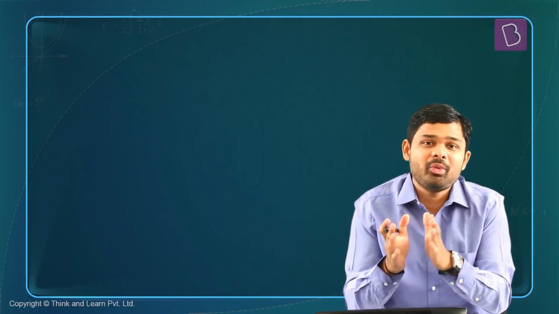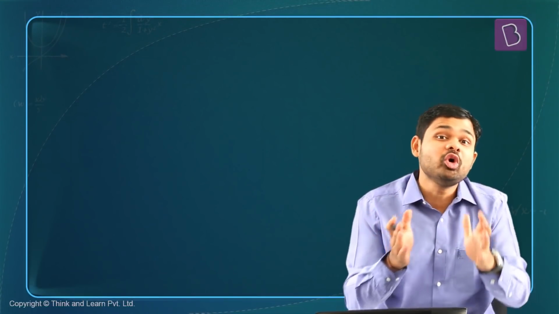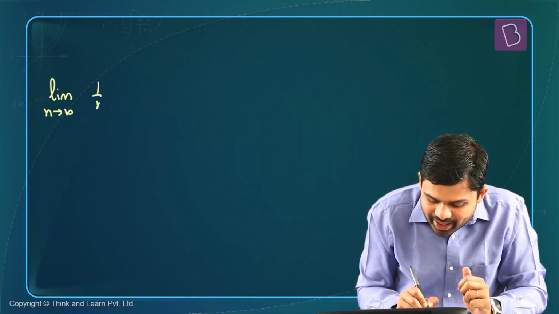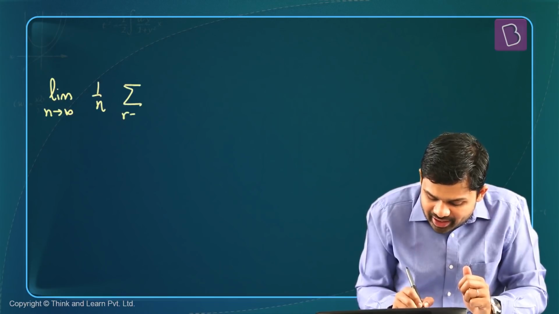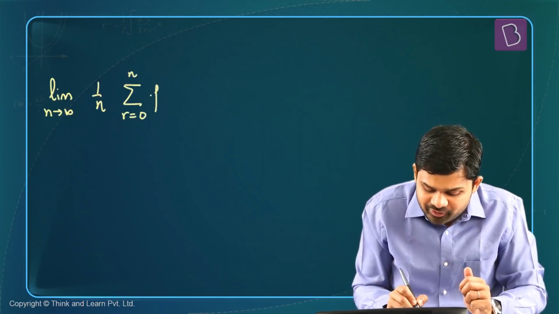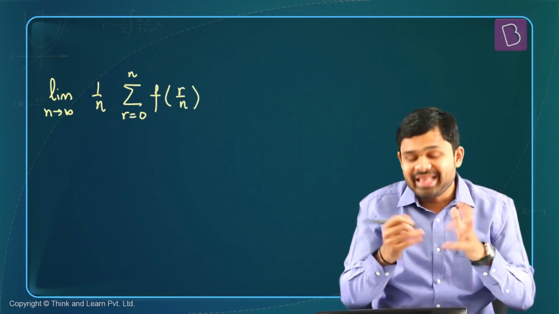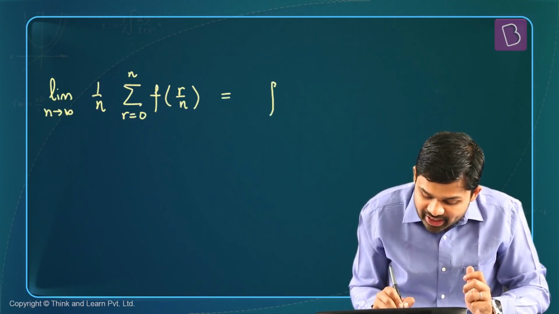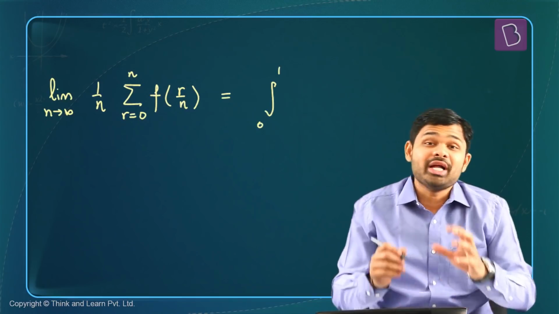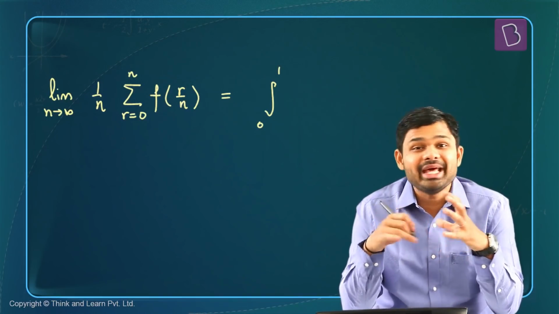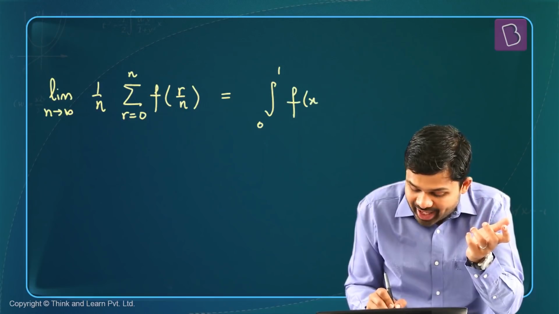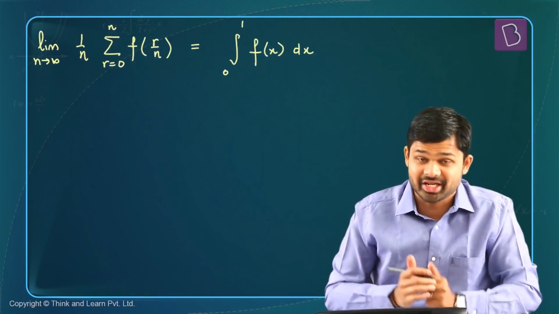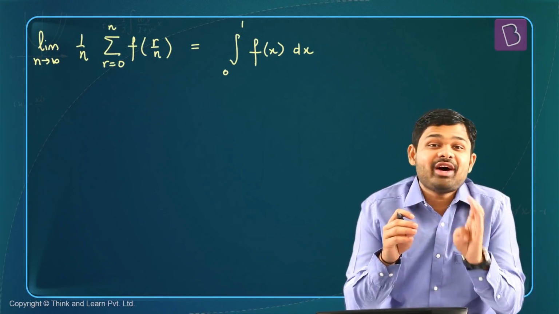In Riemann sum, a concept that connects limits to definite integrals, you have something like limit of n tending to infinity 1 by n, a summation of r running from 0 to n of some function of r by n. Then this can be converted into an integral. This is nothing but a definite integral from 0 to 1. Wherever there is r by n, you replace it with x, so you get the function of x dx. This is the concept of Riemann sum, and this is what we are going to use in this question. So I need limit n tending to infinity 1 by n.